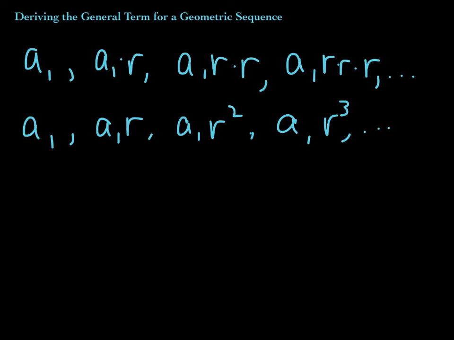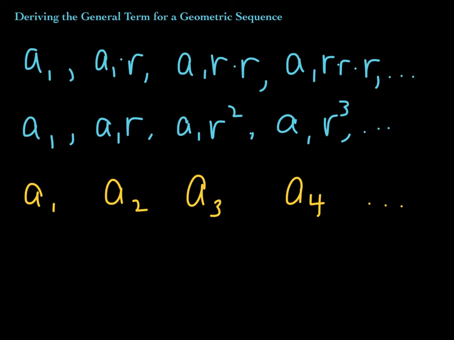So look at this, folks. This is your first term, this is your second term, this is your third term, this is your fourth term, and etc. Notice that every single term starts with the first factor of a sub 1, all of them. Then, notice how many r's you have. This is the fourth term, and you have r to the third power. This is the third term, and then you have r to the second power. This is the second term, and you have r to the first power. This is the first term, and you have r to the 0th power, which is just 1.